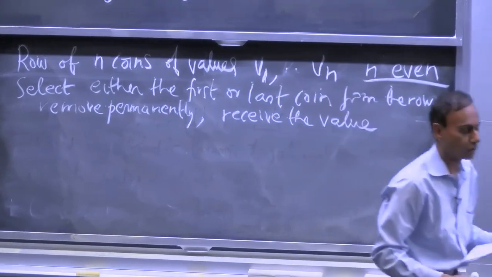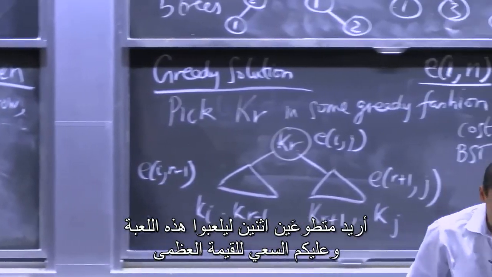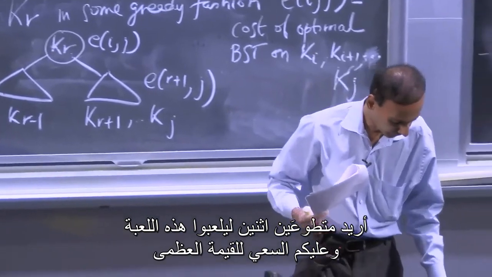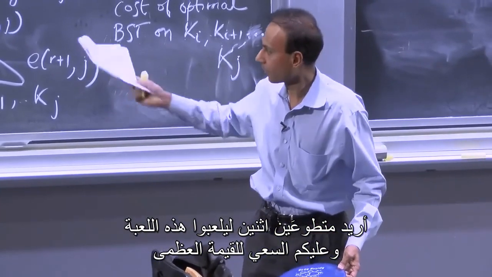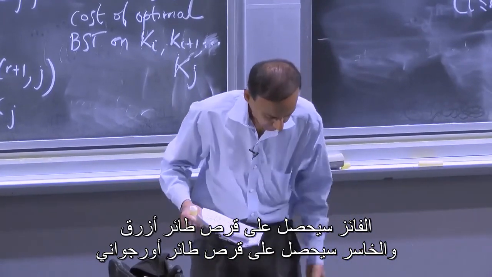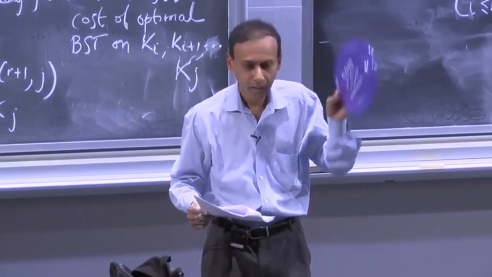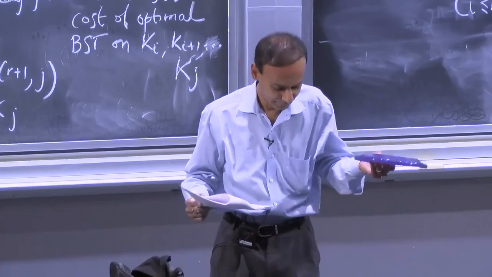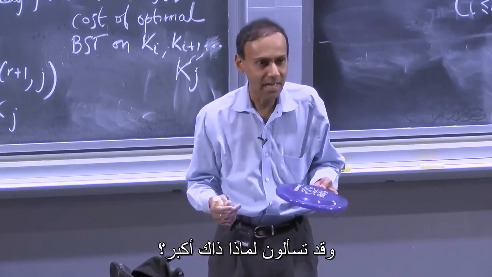All right? So I need 2 volunteers to play this game, and you want to maximize the value. The winner gets a blue frisbee. The loser gets a purple frisbee, because blue is greater than purple. And you might ask, why is that?